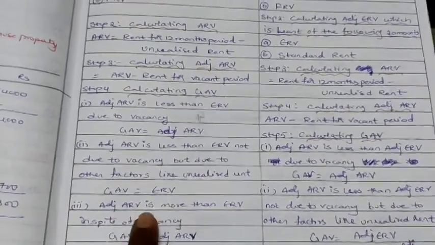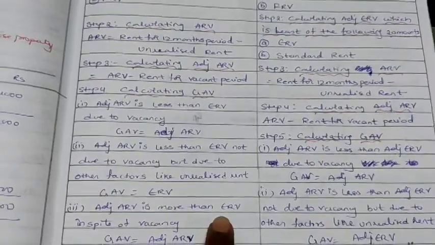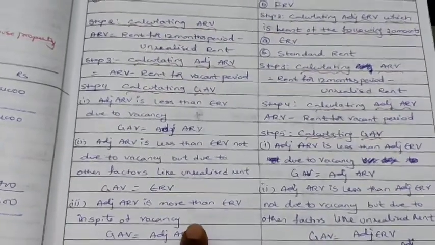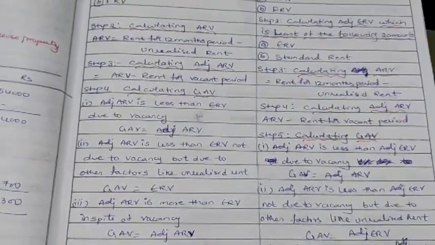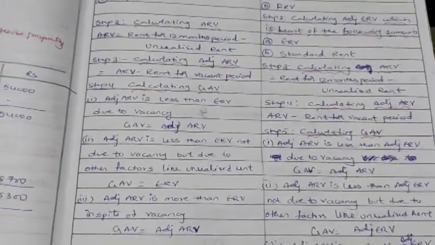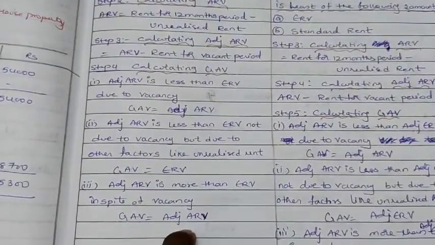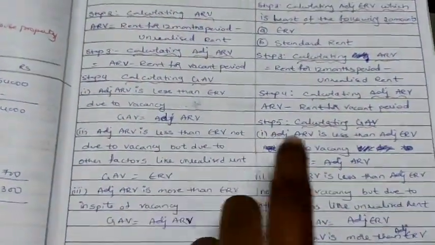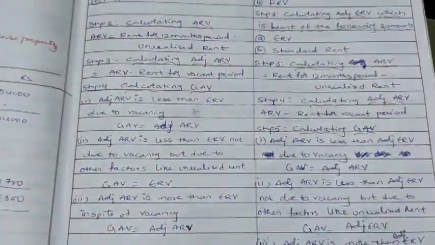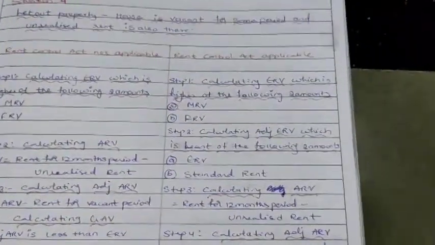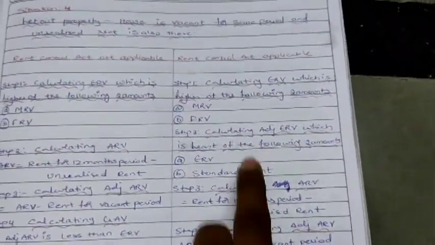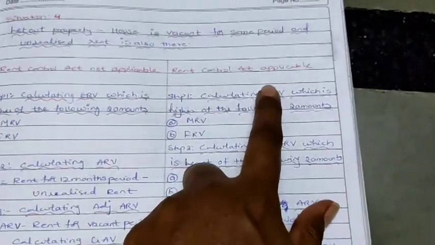Okay, if adjusted ARV is more than ERV in spite of vacancy, even if vacancy is there, if adjusted ARV is more than ERV, then GAV is equal to adjusted ARV. Here also the steps are the same, but if standard rent is there, we have to apply the Rent Control Act applicable rules.